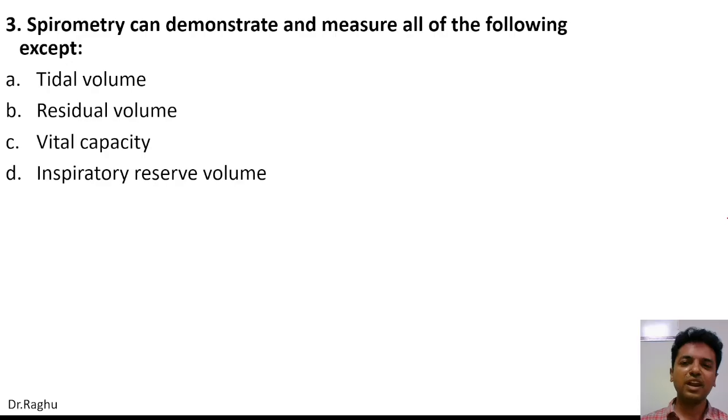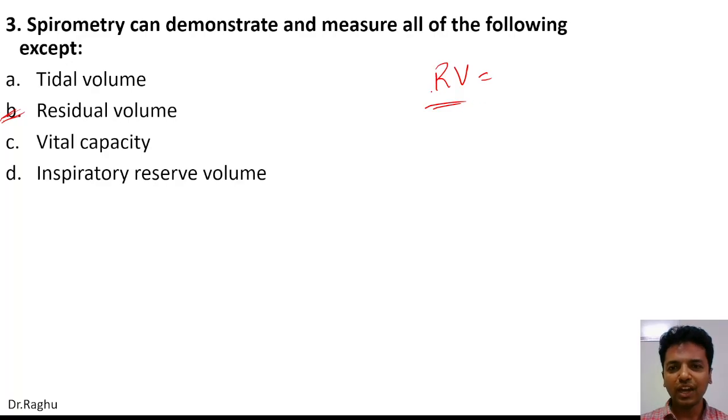Spirometry can demonstrate and measure all of the following except. This is a very simple question. There is no need for me to answer, and the answer is straightforward: residual volume. Remember, spirometry can demonstrate and measure all of the following, but it cannot measure one volume, which is the residual volume. Why can we not measure residual volume? Because this is the volume of air which is present inside the lungs. It is never going to come out. Any volume which is going to come out of the lungs can be measured.